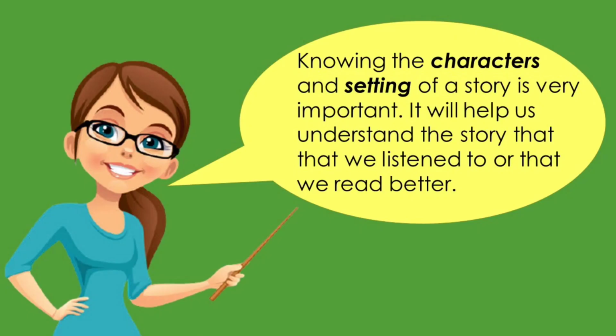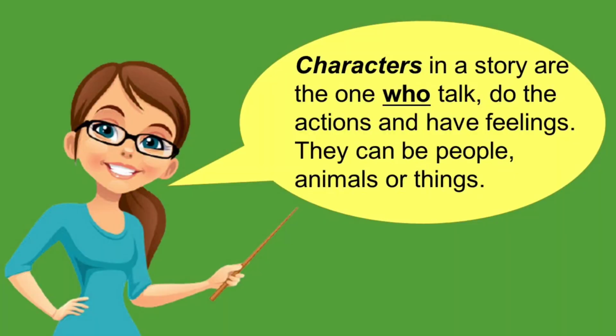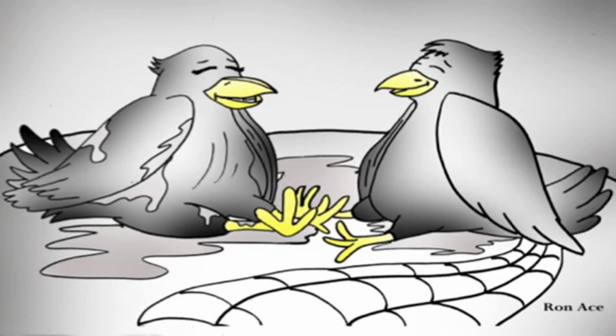Do you agree? Knowing the characters and setting of a story is very important. It will help us understand the story that we listen to or that we read better. Well, let's find out what are these things. Characters in a story are the ones who talk, do the actions, and have feelings. They can be people, animals, or things. Just like in the story Funny Makmak, the characters are Makmak and Ted.